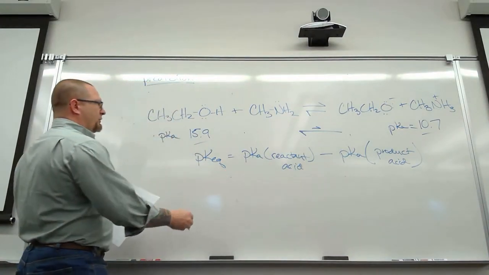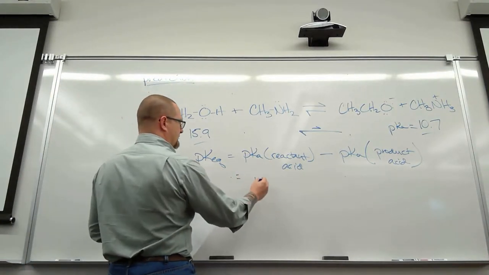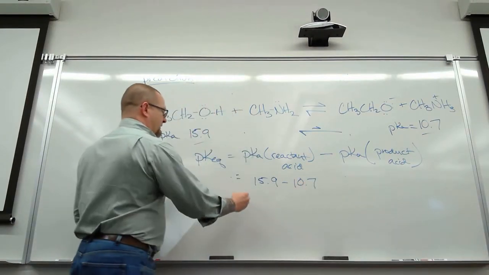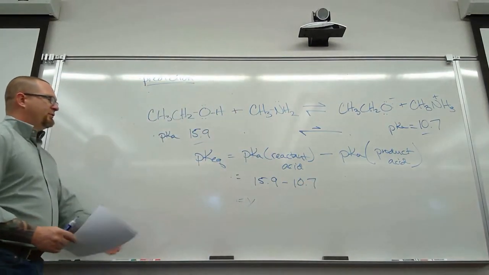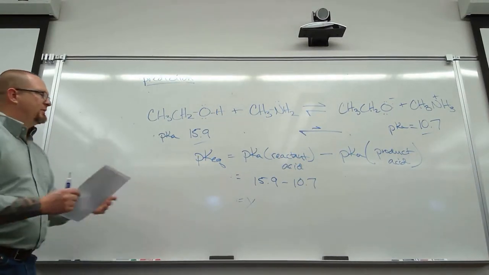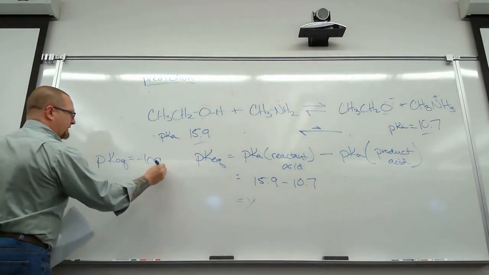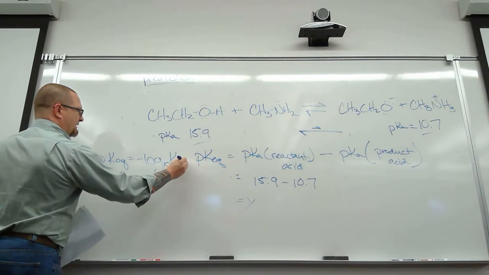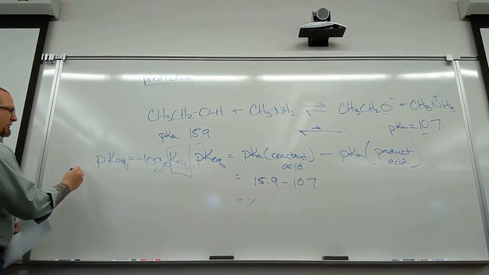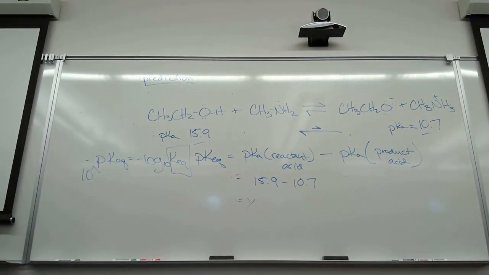So what you do in this particular case is you would say 15.9. This is pretty rough, I know. Minus 10.7. Whatever that gives you, then you have to raise everything to the 10th power to get rid of the log, because pKeq is going to equal the negative log base 10 of Keq. So to get Keq, you just raise that and give it a negative.